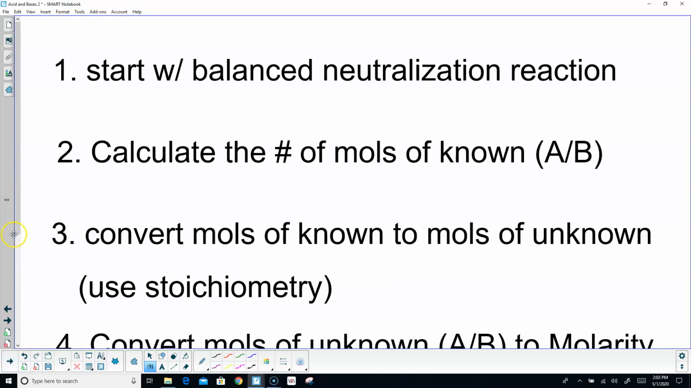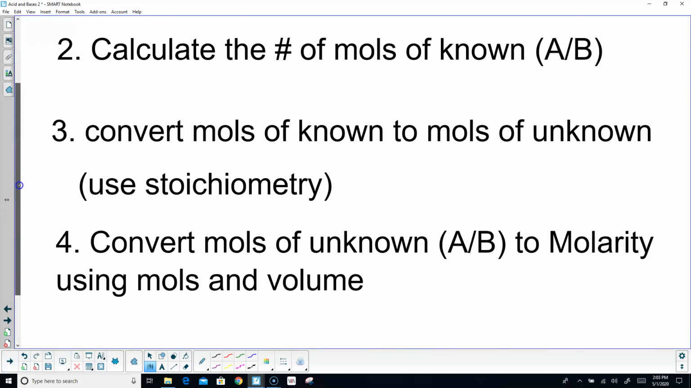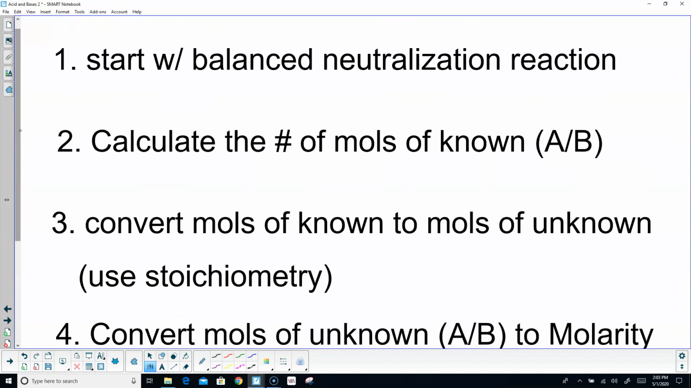First thing, as always, with any kind of stoich problem, you have to start with a balanced neutralization reaction, right? So you have to know how to predict products. And just remember, whenever you combine an acid and a base, they form salt and water. Then you have to be able to calculate the number of moles of the known, either acid or base. Generally what you'll be given is a volume and a concentration. Well, if you know volume and you know concentration, you know moles.